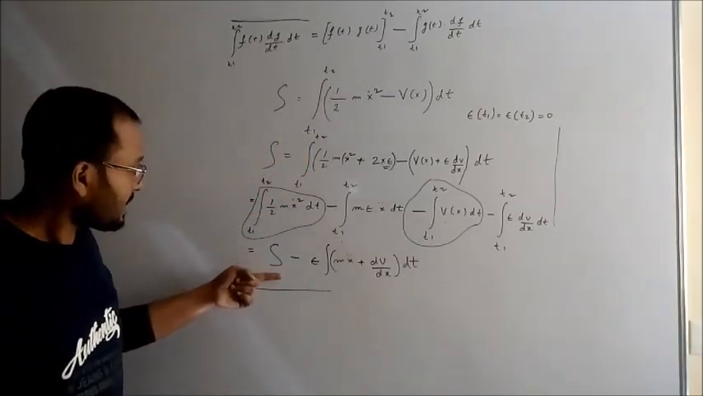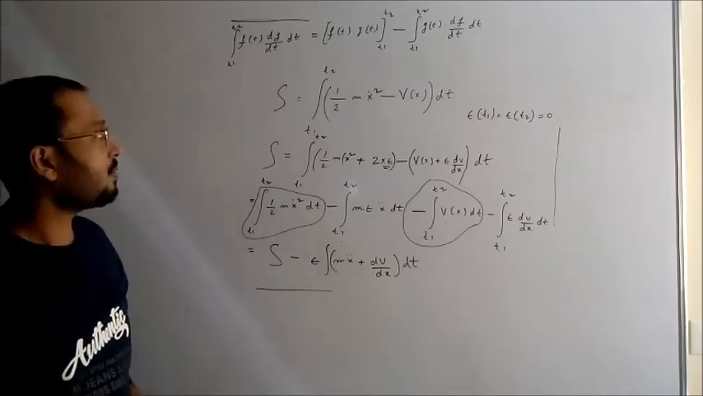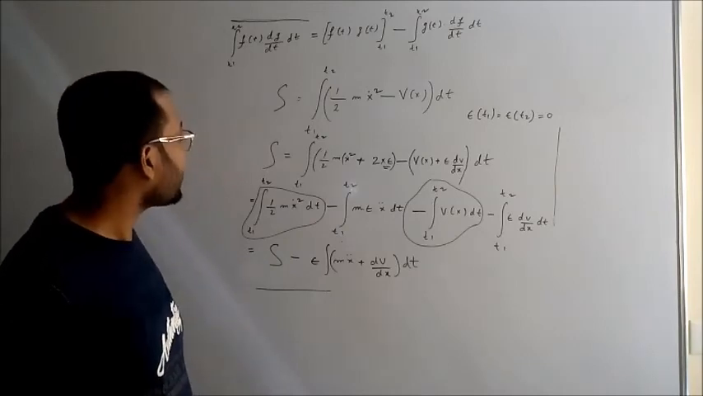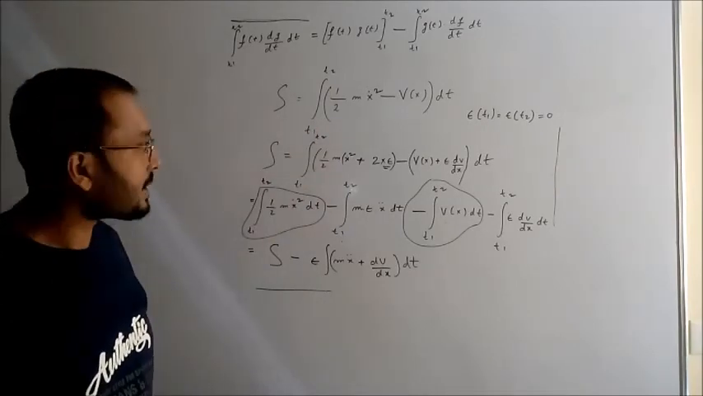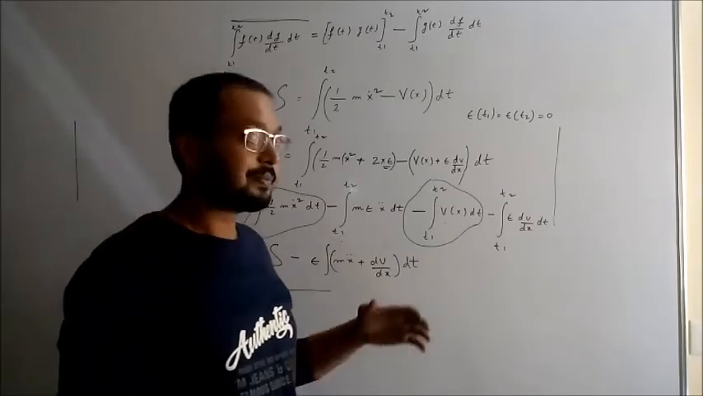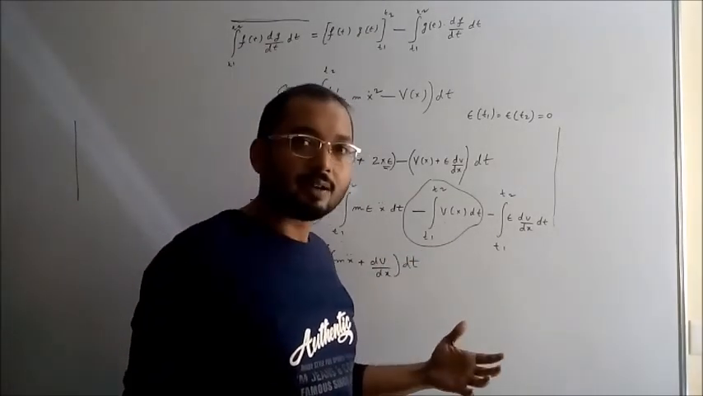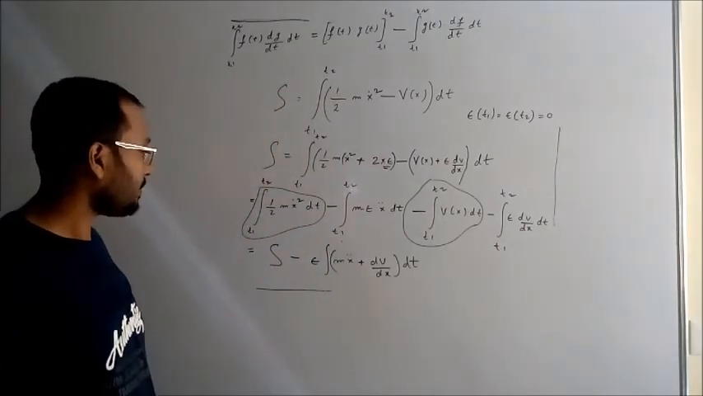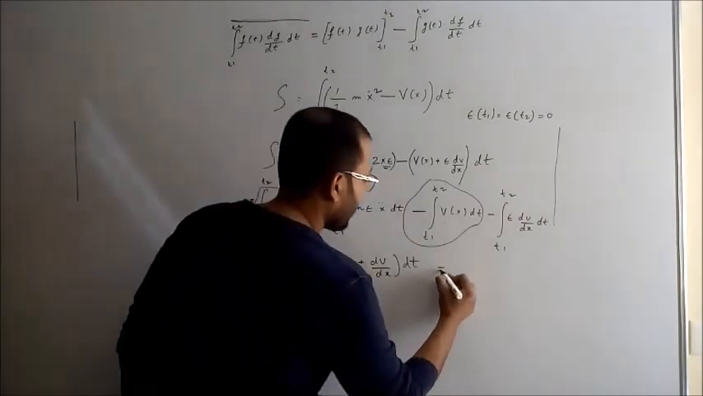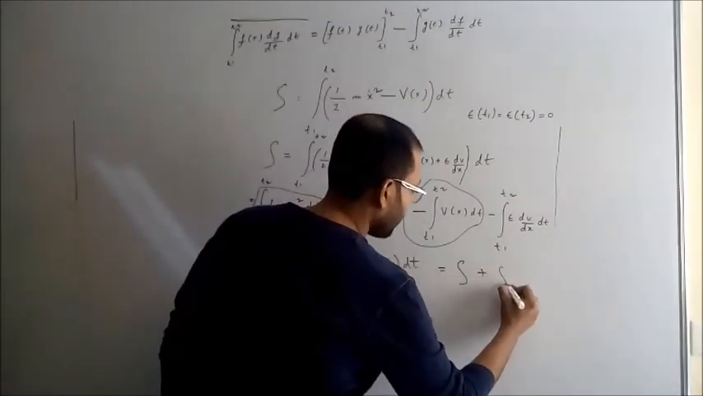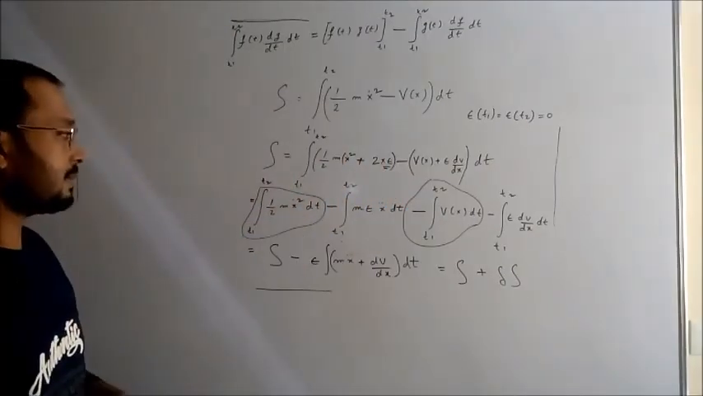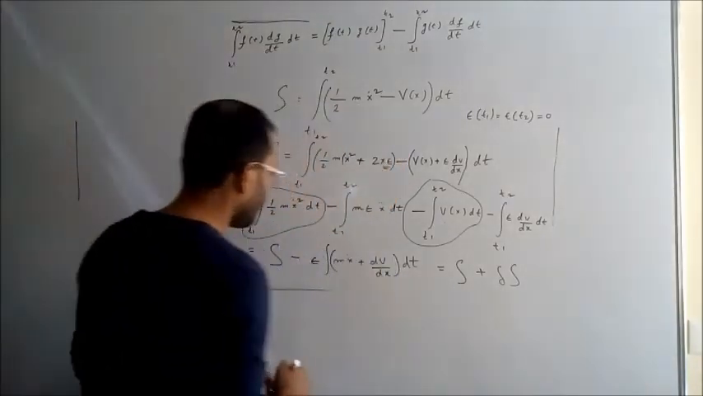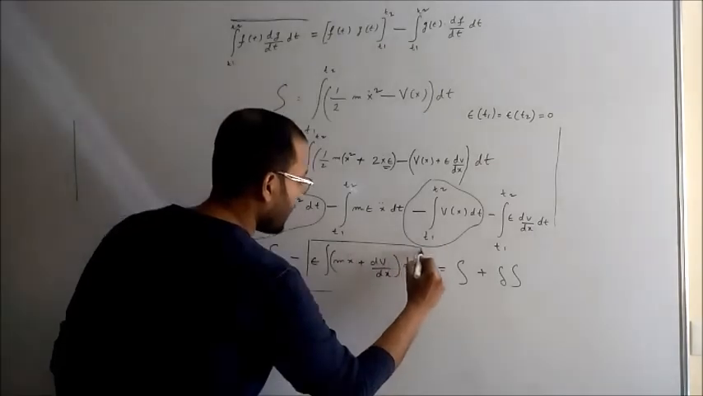So I get back my original action plus something extra. Why did I get something extra back? Because the path for which I calculated my action wasn't the correct path. In trying to figure out the correct path, I had missed the correct path by a quantity epsilon. So I can write it as action plus the variation of action. If the path has to be the correct path, the variation in action has to be 0, which means this term has to be 0.